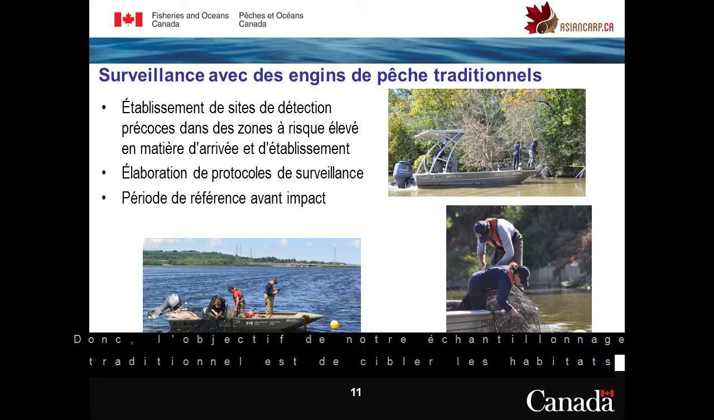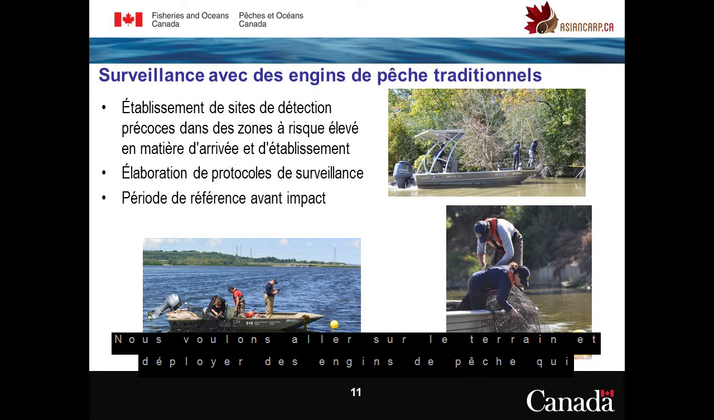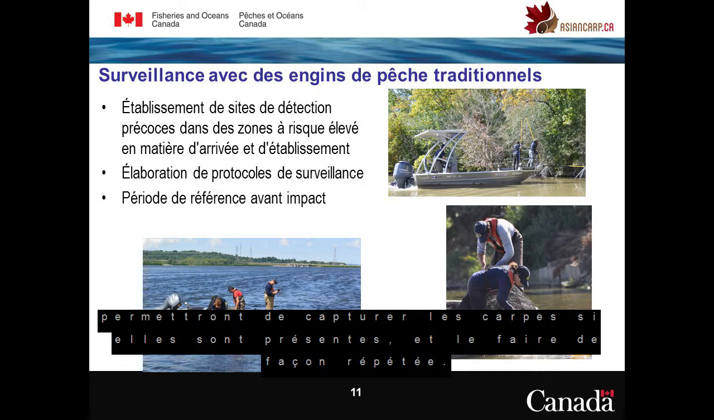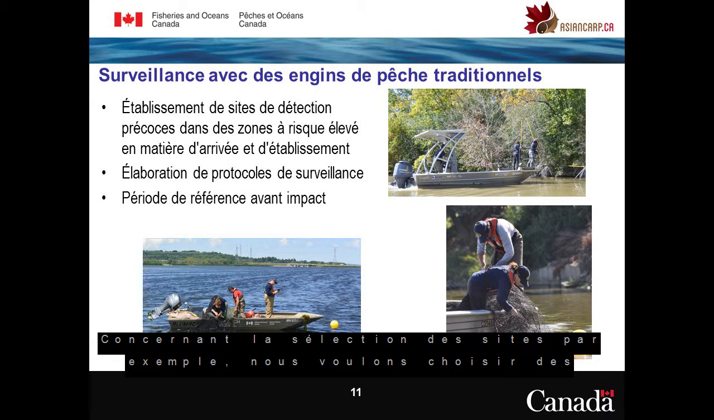So the focus of our traditional sampling is to target habitats that are most suited or attractive to Asian carps. We want to get out and deploy gears that will capture them if they're there, and do so in a repeatable fashion. So develop protocols that can be repeated. So site selection, for example, we want to pick suitable locations and use GPS and narrative locality to ensure that the same spot is fished year after year.